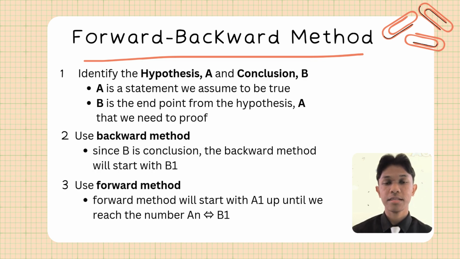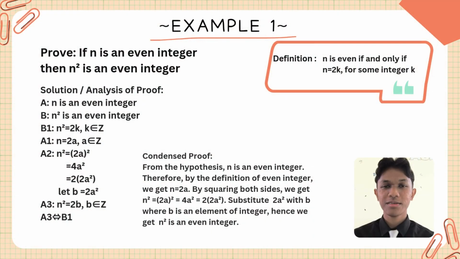Now comes the third step, which is using forward method. Our forward method will start with A1 up until we reach the point where An is logically equivalent to B1. Okay, let's take a look at our first example here. We have: if n is an even integer, then n squared is an even integer. Now from the question, we see that it is in the form of implication.